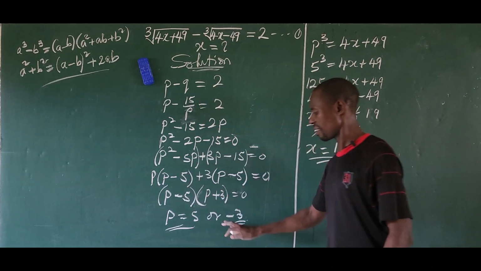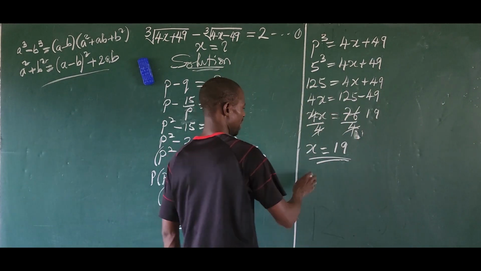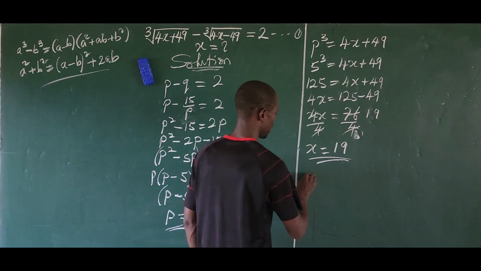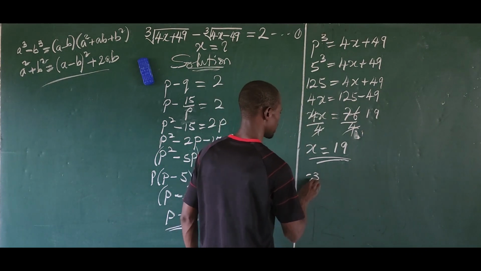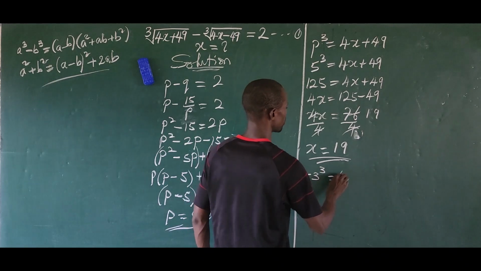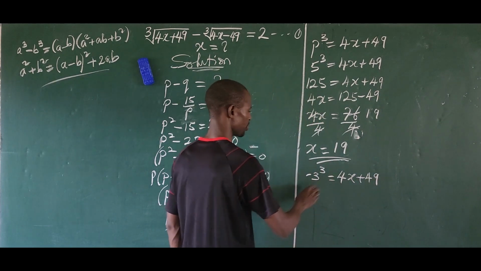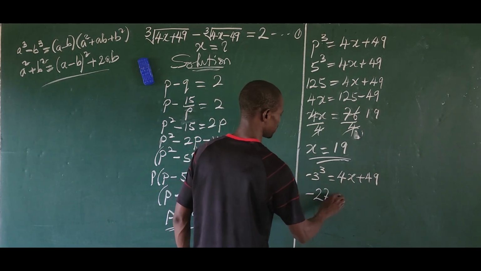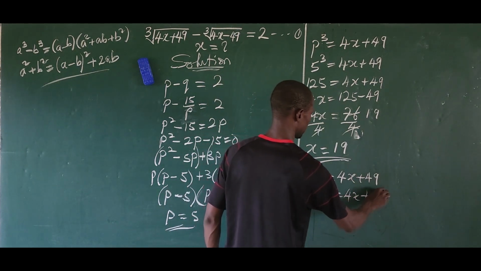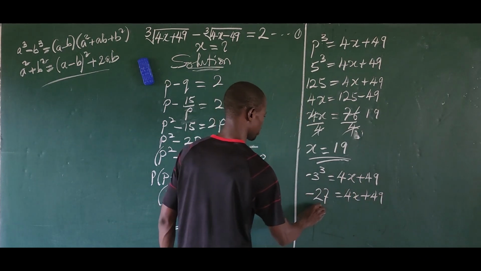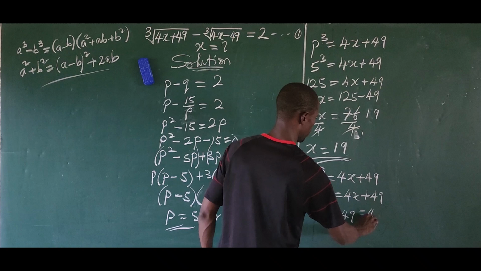But again, we have P to be minus 3. So we substitute for our minus 3. So this is going to give us minus 3 to the power of 3 equals 4x plus 49. And so this will give us minus 27 equals 4x plus 49. So move this to this side, gives us minus 27 minus 49 equals 4x.